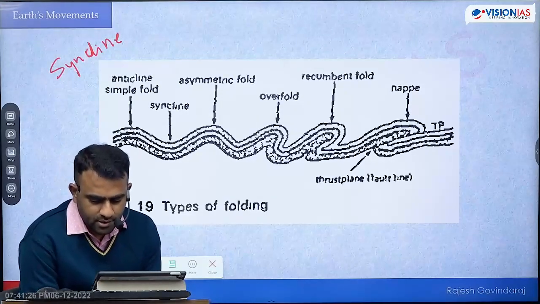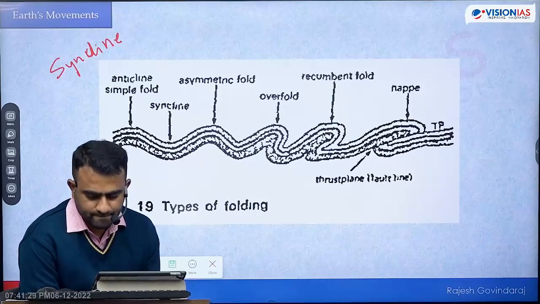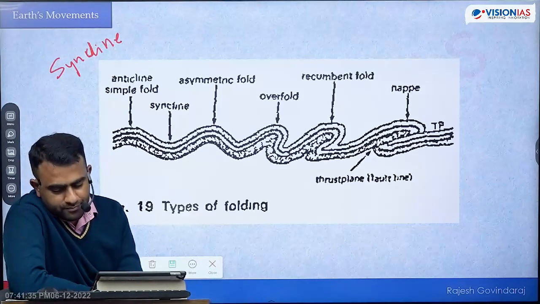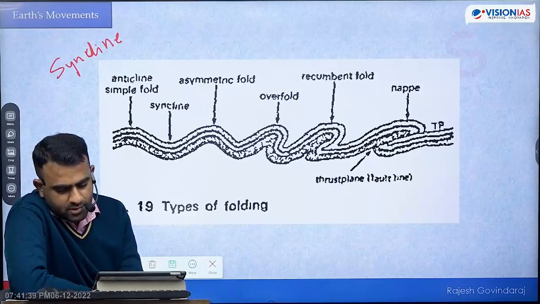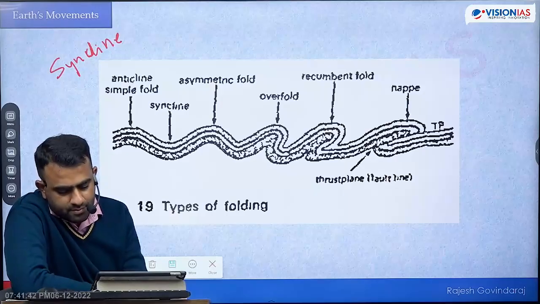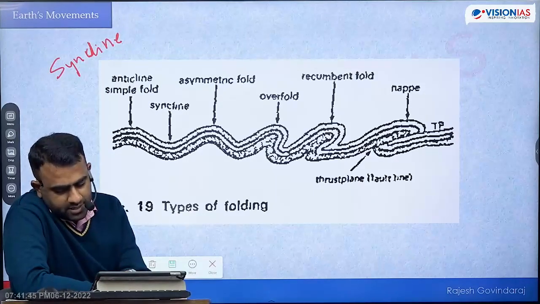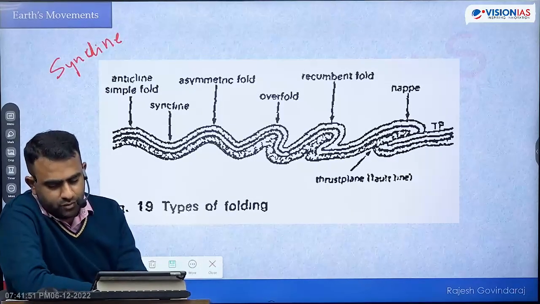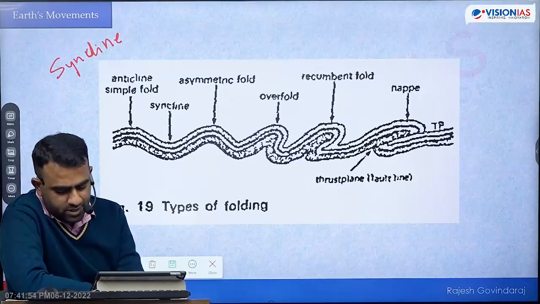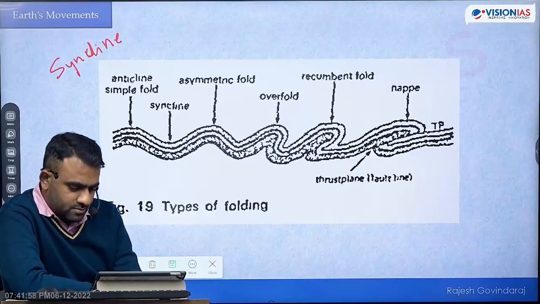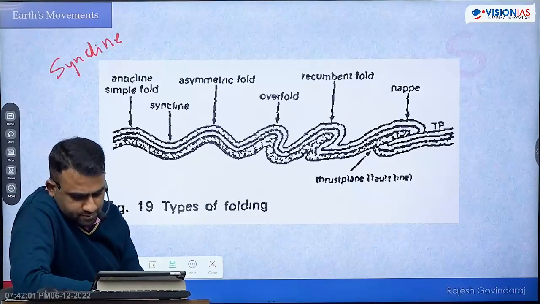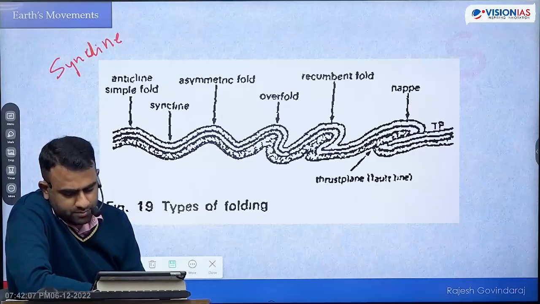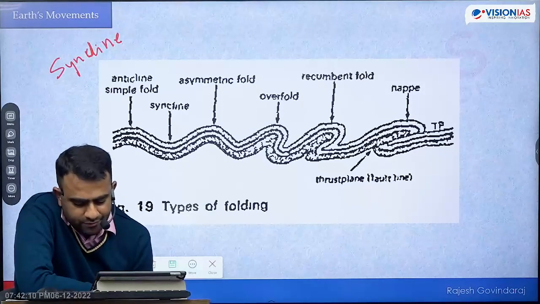Next point. If both the limbs of a fold are inclined at same angle, it is called as symmetrical fold. Symmetrical fold.